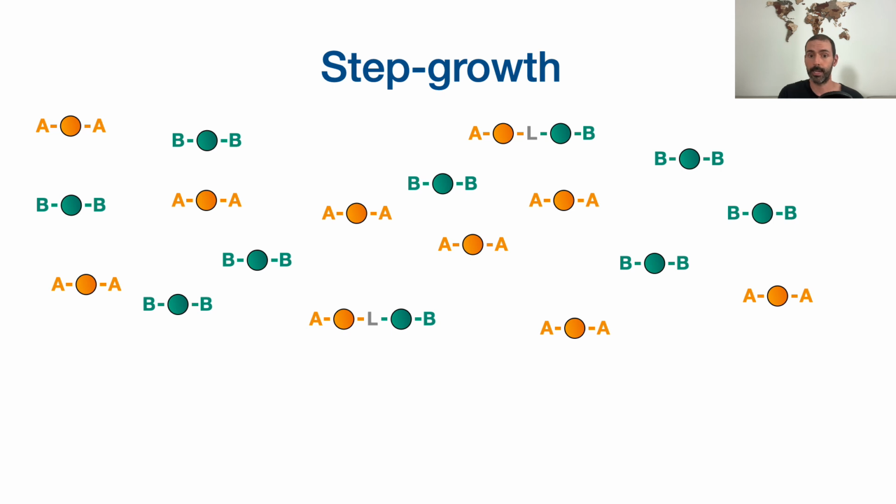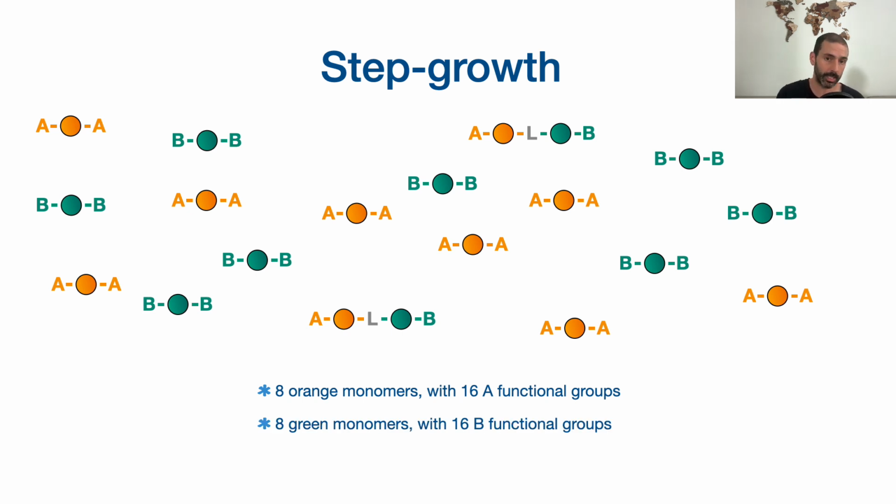But even together now, they only have 4 functional groups, right? So to recap, we have 8 orange monomers left with 16 A functional groups. We have 8 green monomers with 16 B functional groups. And we have now 2 dimers with 2 A and 2 B functional groups, right? So again, it would be more likely for 2 further monomers to react while the dimers remain spectators for now. You get the gist.